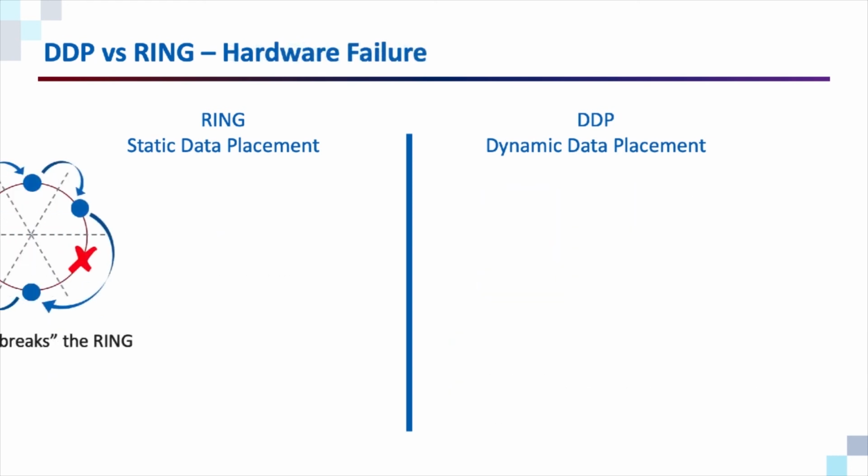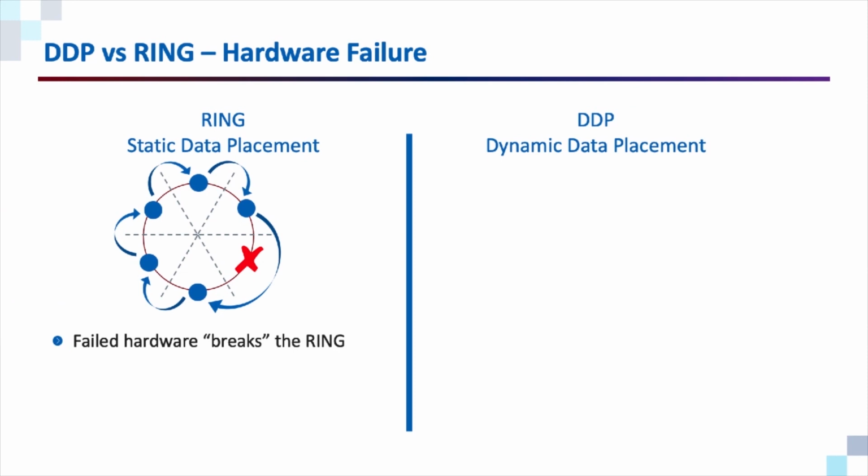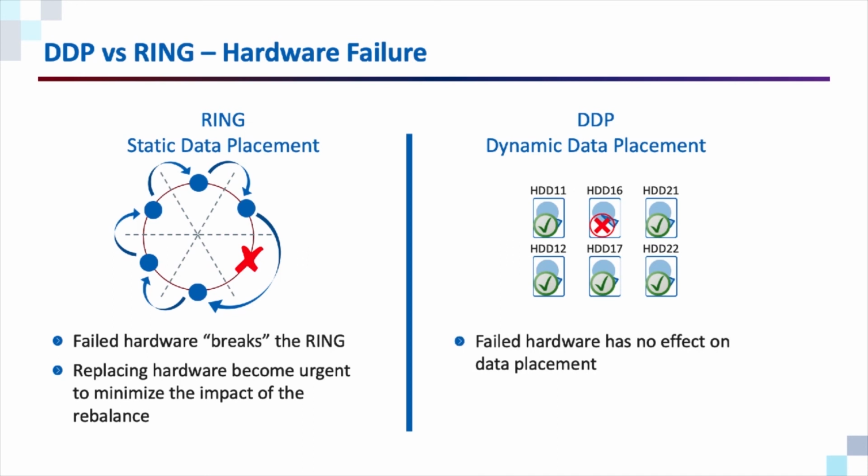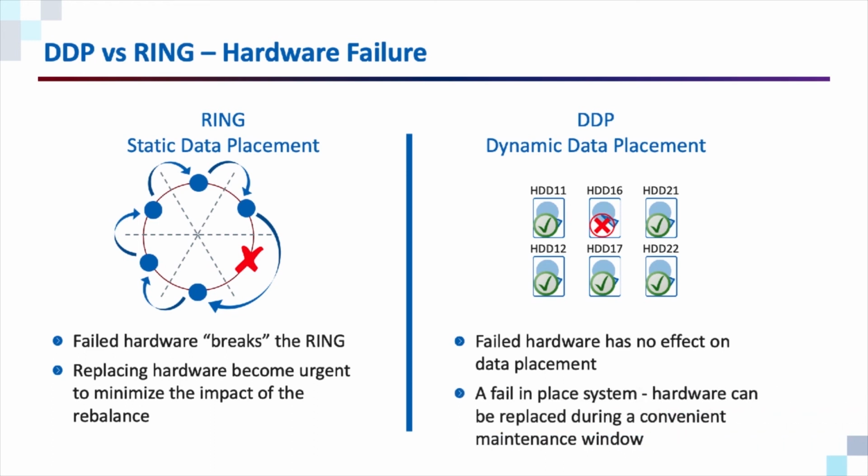And with hardware failure, a hardware failure breaks the ring, and replacing hardware becomes an urgent matter to minimize the impact of the rebalance. Where with DDP, failed hardware has no effect on data placement. DDP is a fail-in-place system. Hardware can be replaced during a convenient maintenance window.